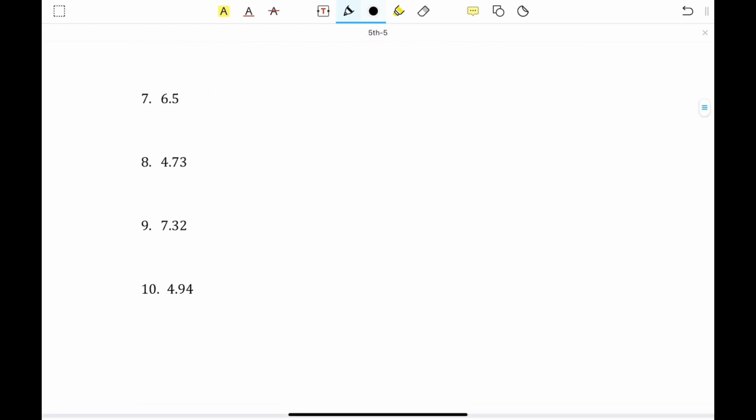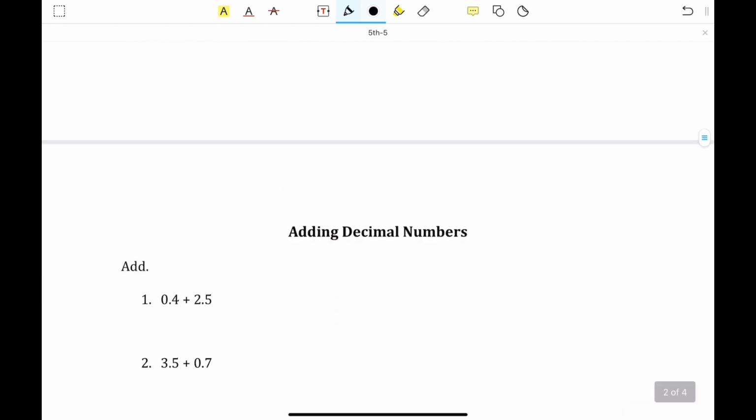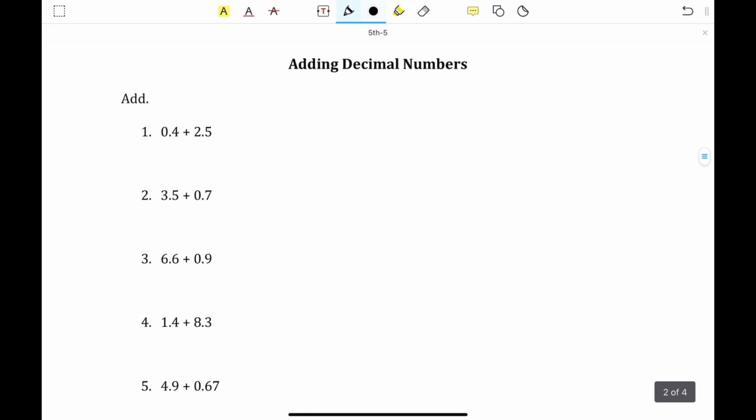Now the second section we're going to go over is how to add decimal numbers. We're going to go over number 1 and number 3 together. So 0.4 plus 2.5. Just as when we're adding whole numbers, we place the numbers vertically on top of each other like this. That's what we're also going to do for decimals. Something to note when you're adding decimals is that your decimal points have to be aligned on top of each other like this.